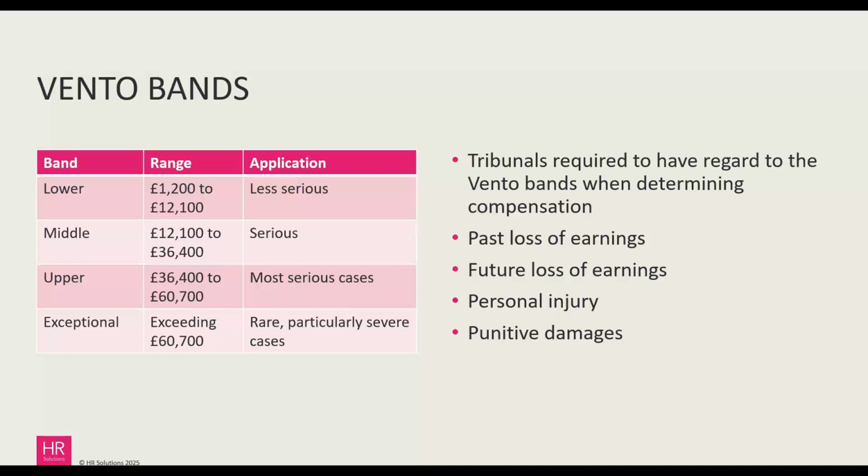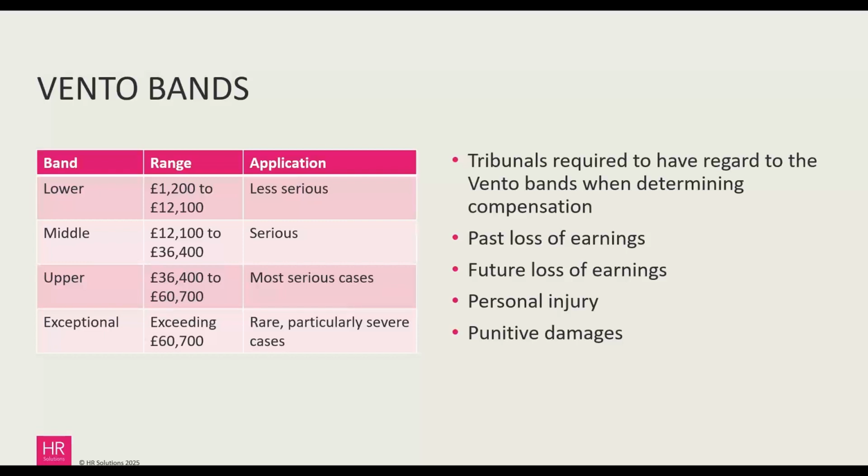And there is a famous tribunal case that paved the way to show how awards are calculated, and it's known as the Vento bands, and they're made up of 3 levels, with an exceptional one, as you can see here. It's for the tribunal to decide which band applies and where the award should fall within that band. It's not legally binding, but the Vento bands are widely followed and tribunals are generally required to have regard for them when determining compensation. So we're talking significant numbers here, and don't forget that is simply the award.